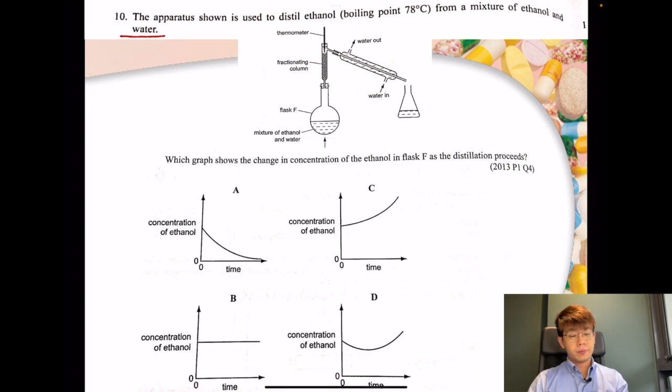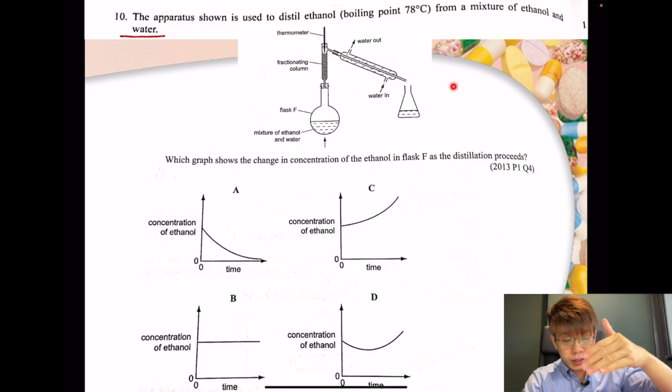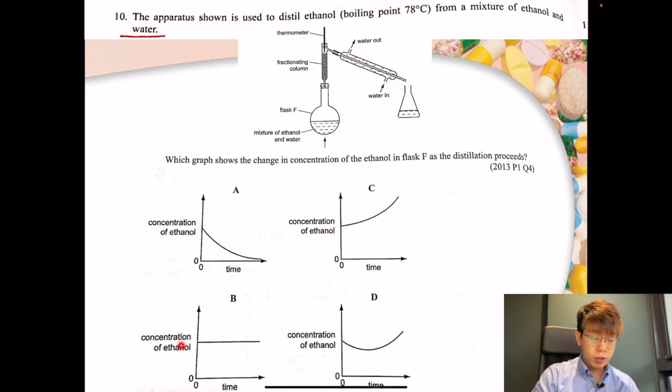Okay, let's look at the next question. Over here, this is fractional distillation. There's ethanol in water. The ethanol and water mixed will go up, and they want to ask you what's the change in concentration in flask F as distillation proceeds. As distillation proceeds, the ethanol is being distilled over, meaning the amount of ethanol decreases and decreases. So we cannot have B because B remains the same, cannot be C because C increases, and D cannot be because it goes down only a bit and then suddenly goes up again. So the answer is A because at the start there's a lot of ethanol in the water, but slowly the ethanol gets distilled over and then all the ethanol distills over. That's why the concentration of ethanol decreases down to 0.